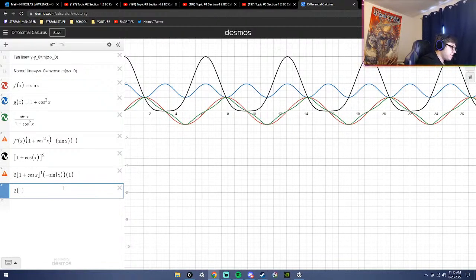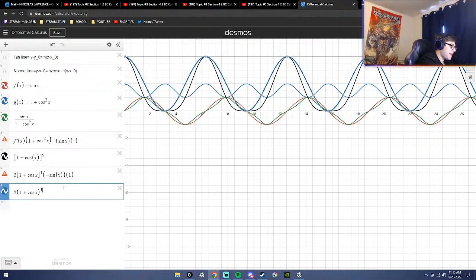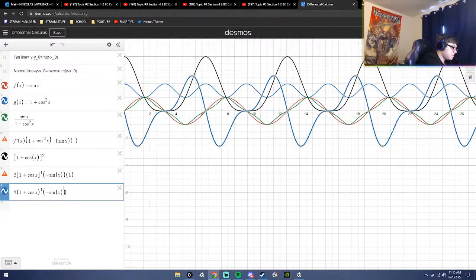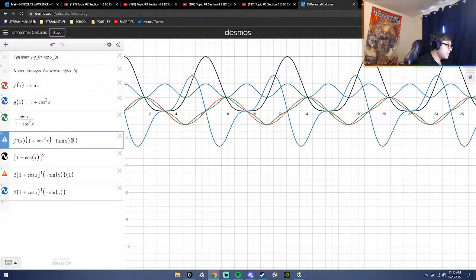This is the final result you get. You get 1 plus cosine of x, technically to the power of 1, even though it's useless to have that, times the negative sine of x. And that's it. That's the derivative of that. And so since we know this now, let's bring it to the original function and put that in. So we would have 2 of 1 plus cosine of x.